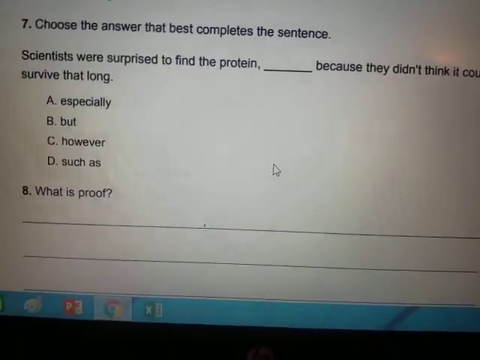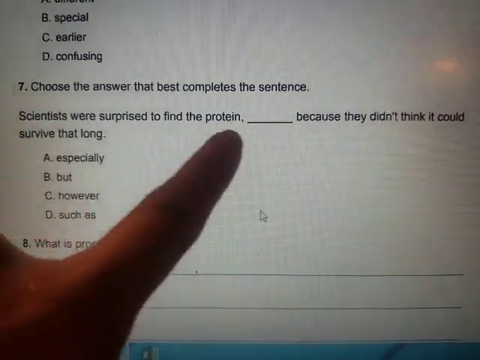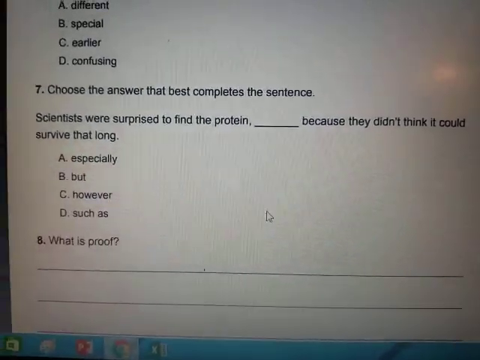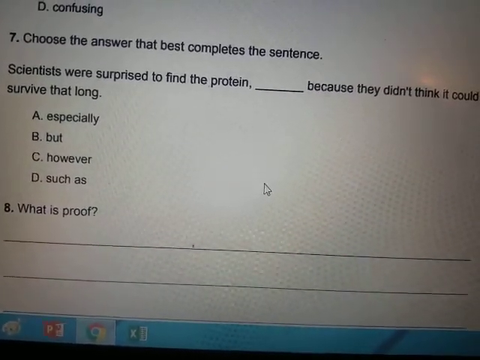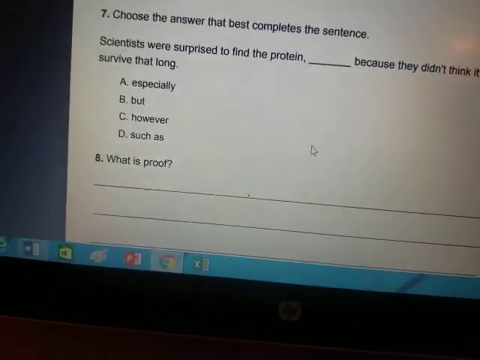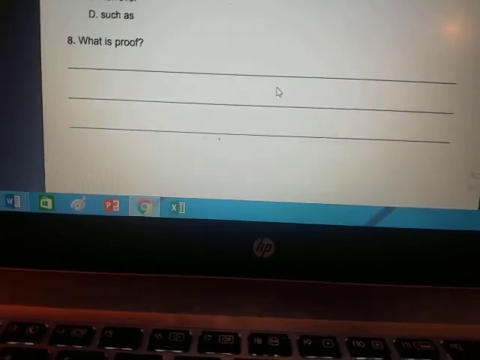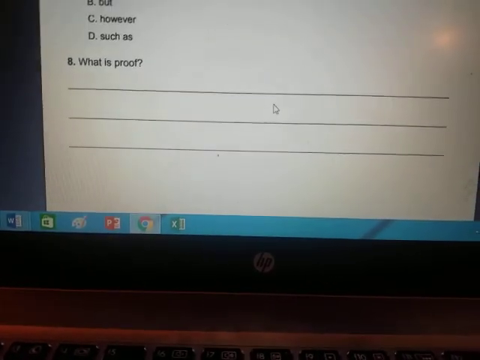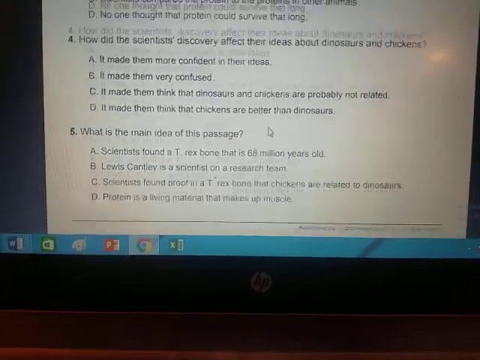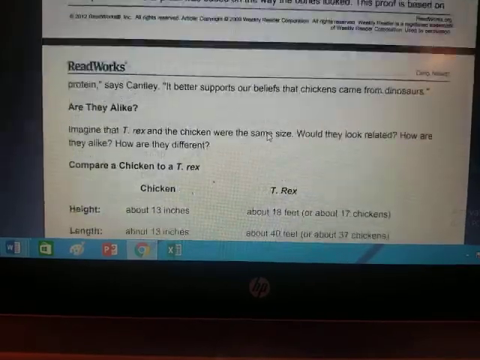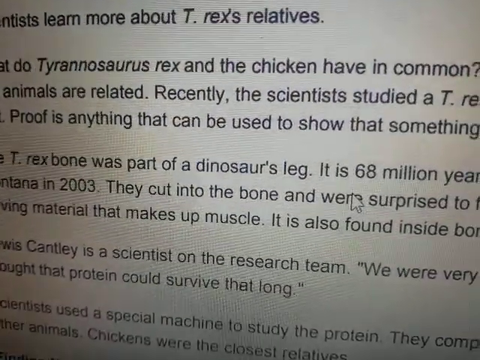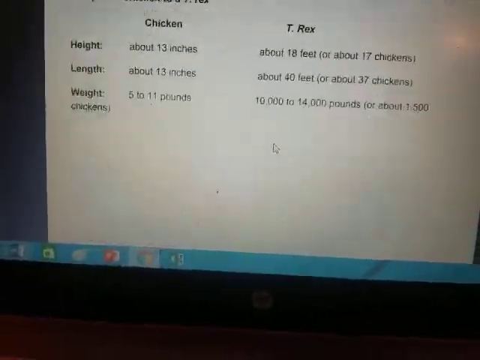Number 7, just like all our other layouts, we have a blank and we have to fill it in with the correct linking word. So scientists were surprised to find protein, blank, because, and tell me what that word's supposed to be. Number 8 is easy. It says, what is proof? In a full complete sentence, you would say proof is, and if you go to the top of your story, proof was highlighted in black, very bold letters right here, proof. And it tells you what proof is. So that's a very simple answer.